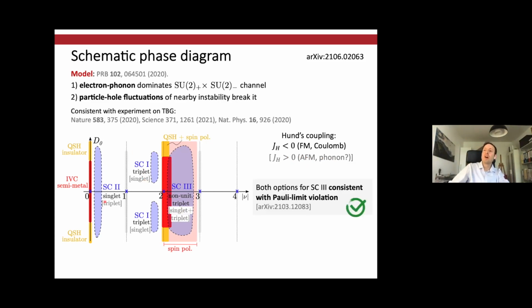And just two quick comments maybe on this. First of all, I think both options here for superconductivity in this regime 3 are consistent with the violation of the Pauli limit.